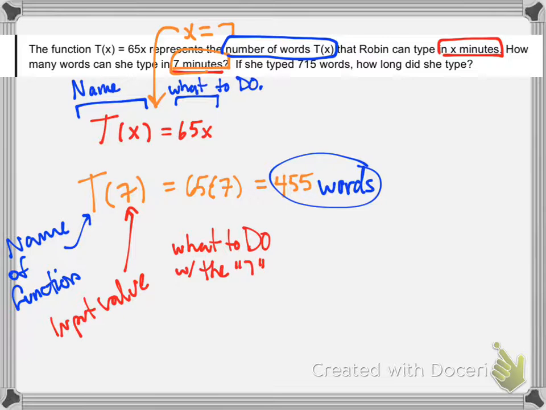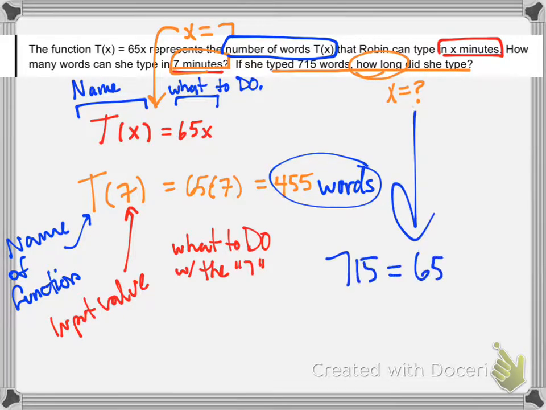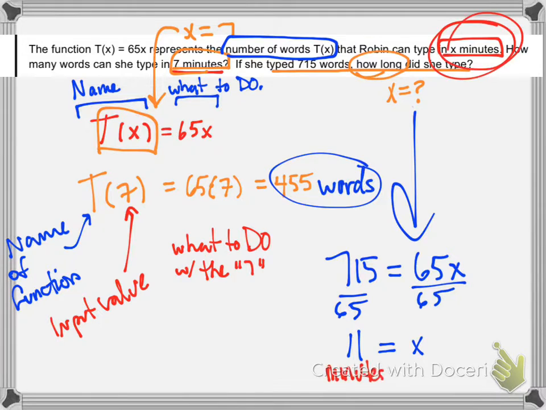On the second question, they give us the output value. We need to know the x. So we set up the equation. We substitute the 715 for the t of x, because that's the output value. And we back solve for what input would give us that. X equals 11 would work, and in context, that's 11 minutes.